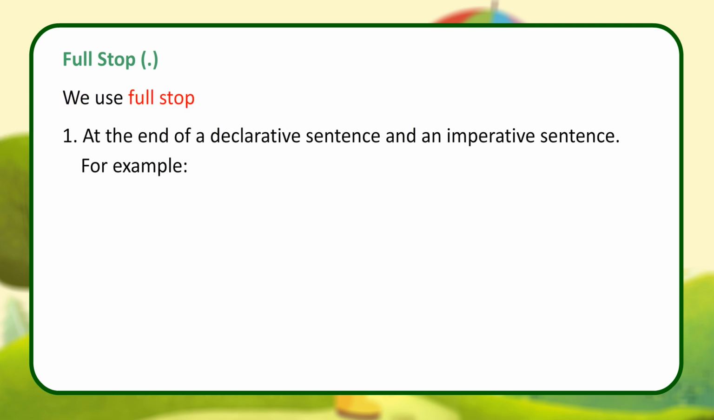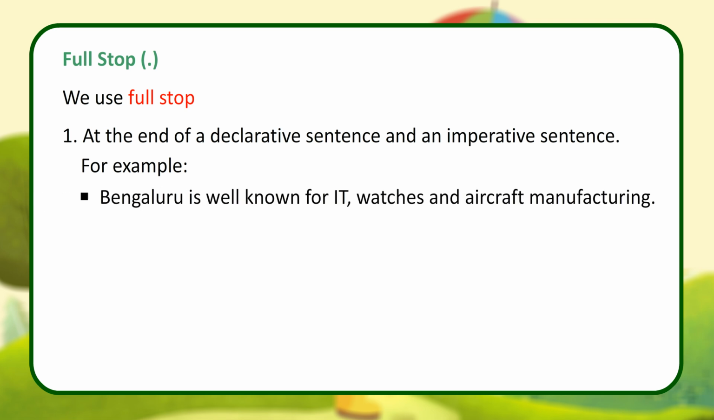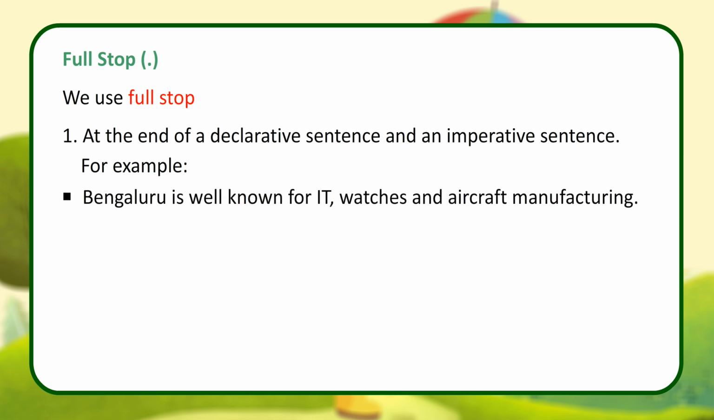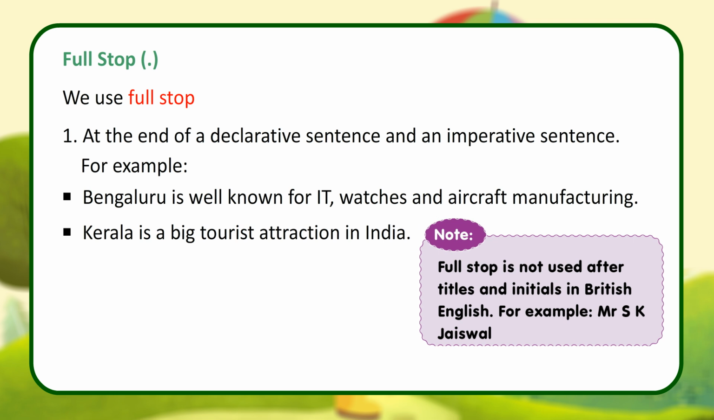Full stop. We use a full stop: 1. At the end of a declarative sentence and an imperative sentence. For example, Bengaluru is well known for IT, watches and aircraft manufacturing. Kerala is a big tourist attraction in India. Note: a full stop is not used after titles and initials in British English. For example, Mr S K Jaiswal.